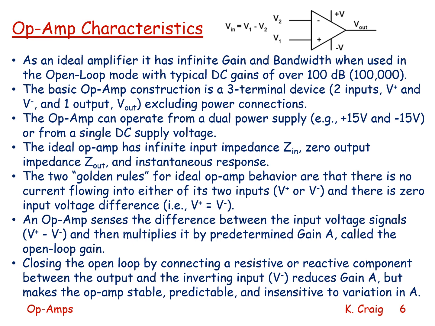Closing the open loop by connecting a resistive or reactive component between the output and the inverting input reduces gain A, but it makes the op amp stable, predictable, and insensitive to variation in A. That is negative feedback.